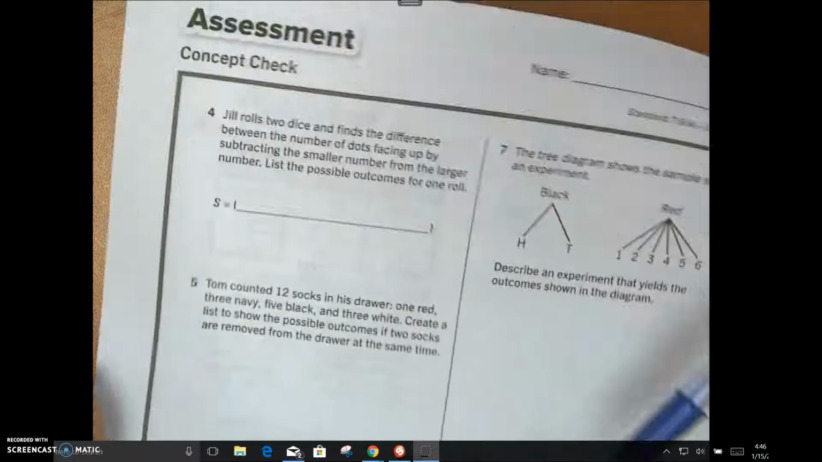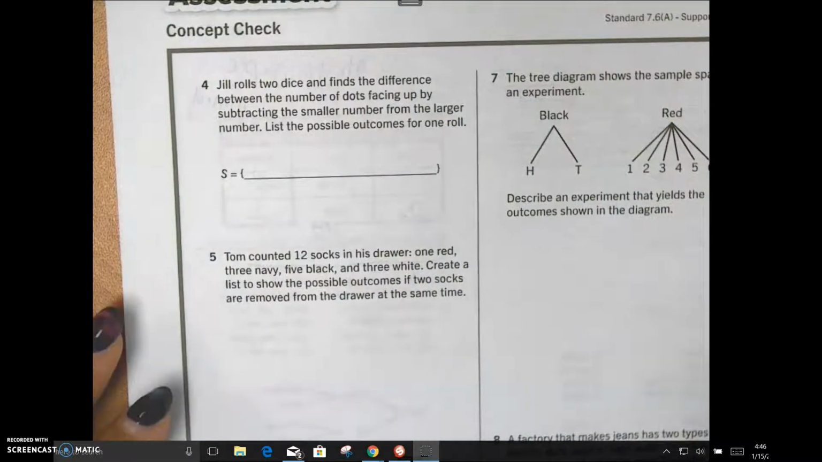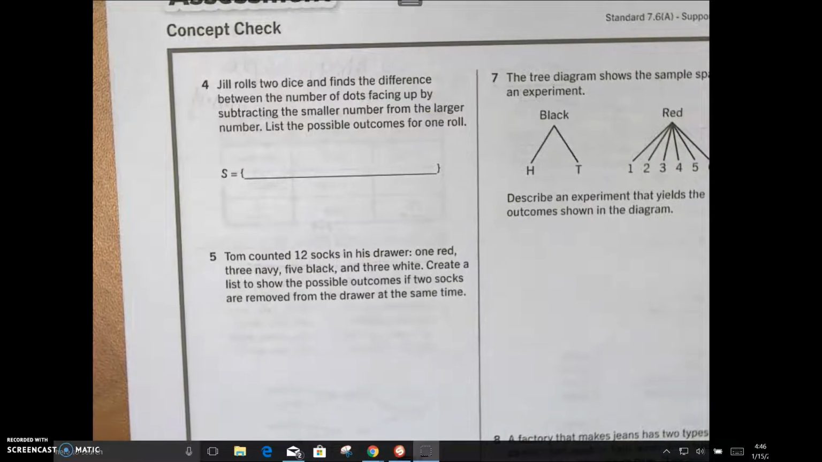Going on to page 116, looking at Jill. What's your question? She uses an area model. So you're dividing. How many times does A go into 80? And 80. And how many times does A go into 40? Put that answer there, there, and there.